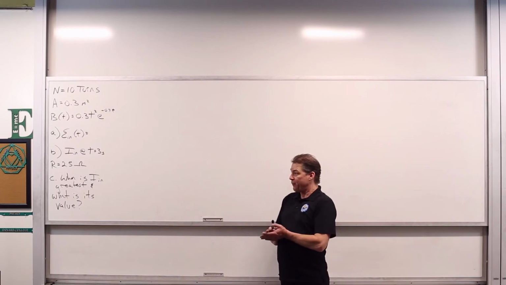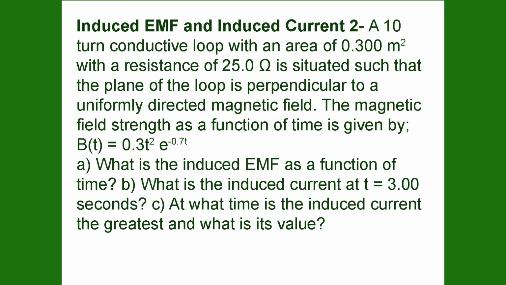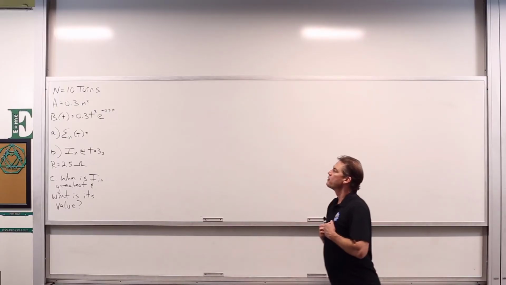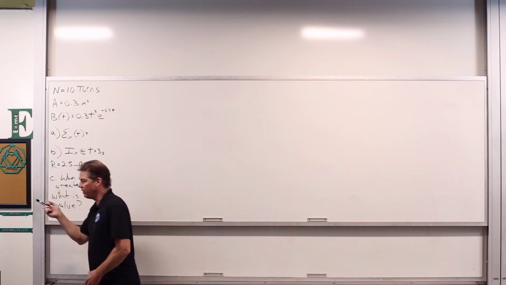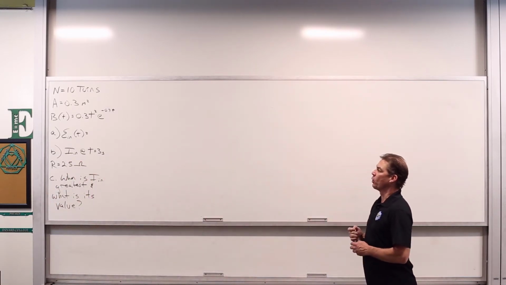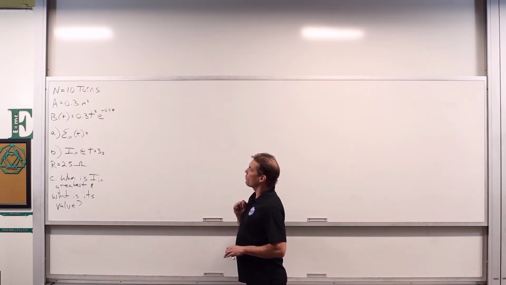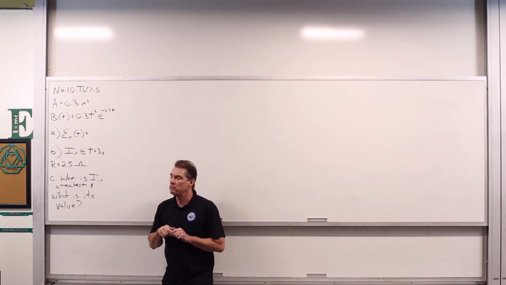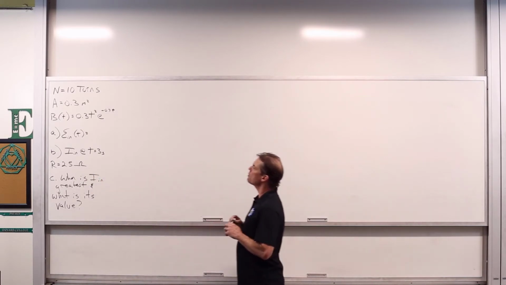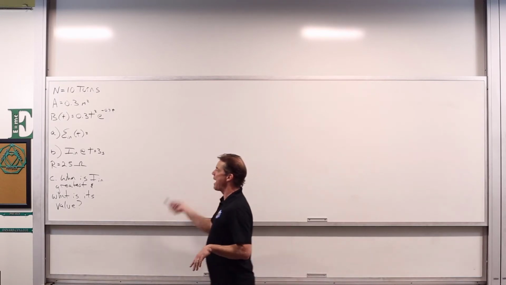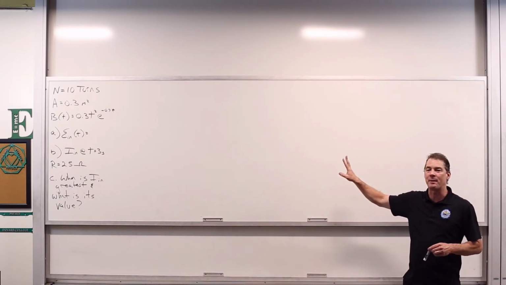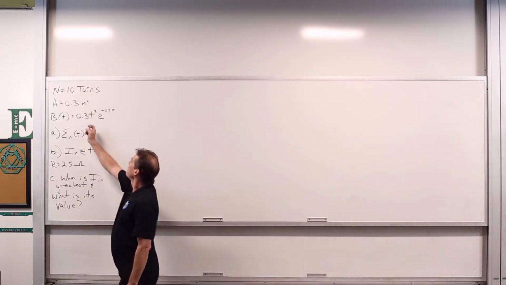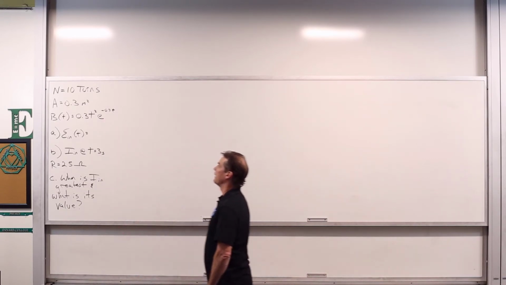All right, ready for this? Here's the problem. Okay, so we've got ourselves a 10-turn conductive loop whose plane is perpendicular to a uniform magnetic field that is directed into the board. And the area enclosed by that loop is 0.3 meters squared. The resistance of that loop is 25 ohms. And the function that describes the variance of the magnetic field is 0.3 t squared e to the negative 0.7 t, where those constants have some SI units that give us back the magnetic field. This would have to be Tesla per second squared, and this would just have to be per second. That's fine.